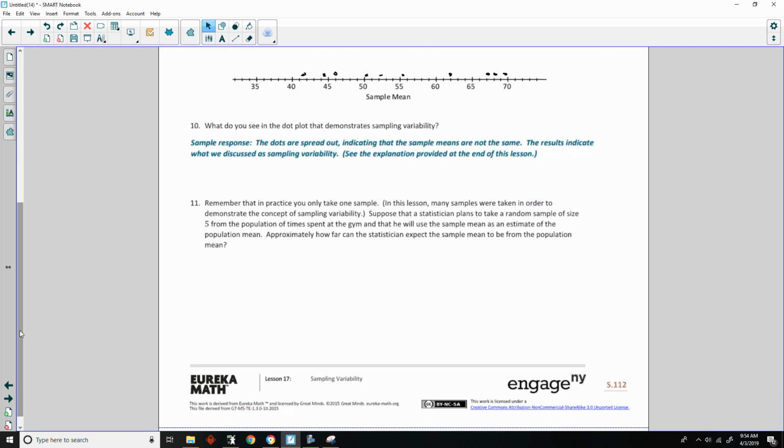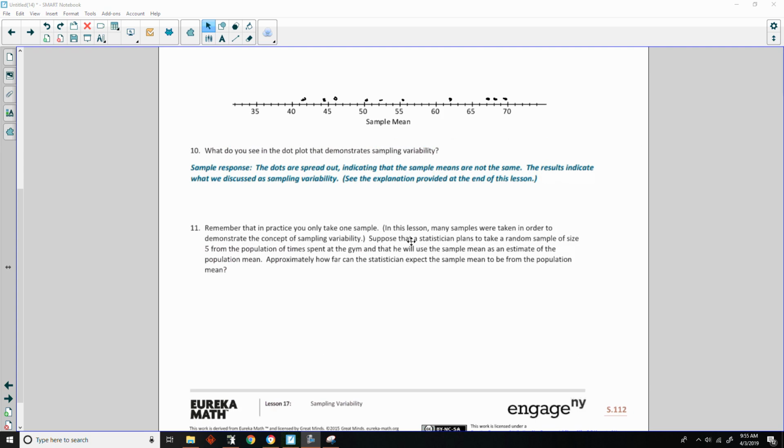Number 11, remember that in practice you only take 1 sample. In this lesson, many samples were taken in order to demonstrate the concept of sampling variability. Suppose that a statistician plans to take a random sample of size 5 from the population of time spent at the gym, and that he will use the sample mean as an estimate of the population mean. Approximately how far can the statistician expect the sample mean to be from the population mean?